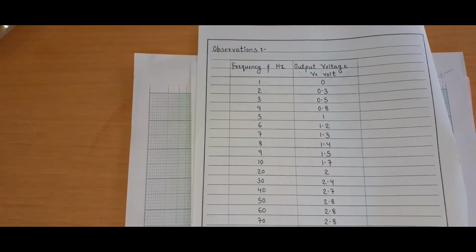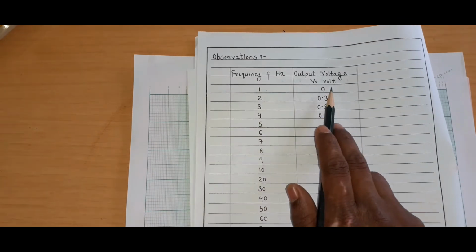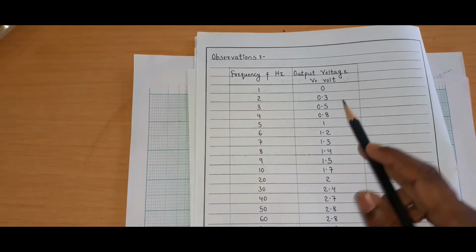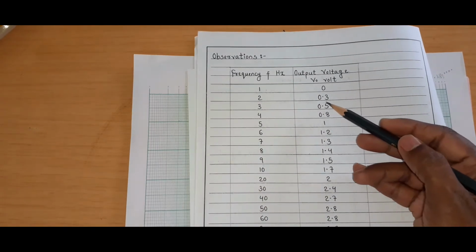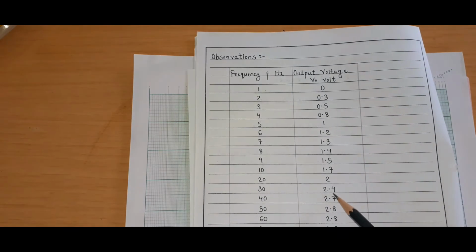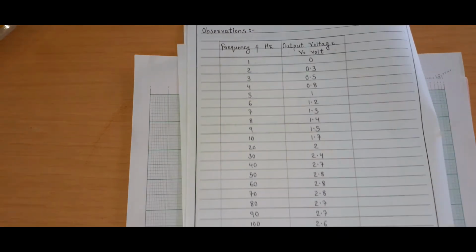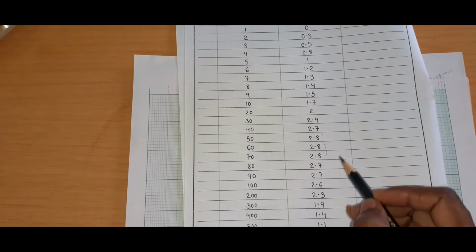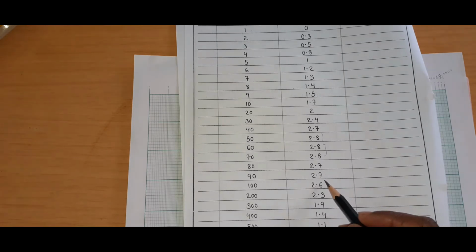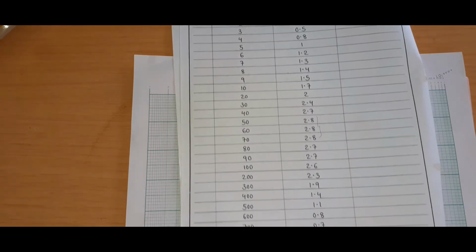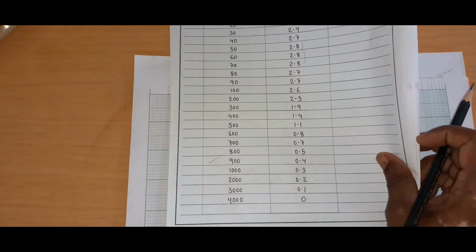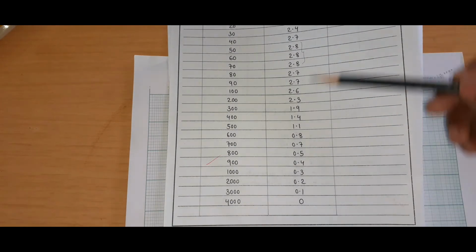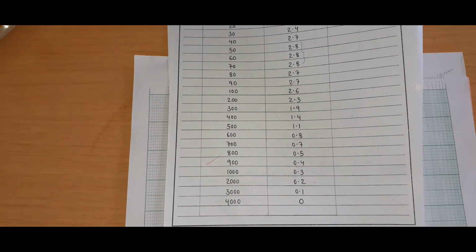So this graph is like this. For frequency 1, the respective voltage is 0. So the output voltage is 0 for the first frequency. After that the voltage increases. See this: 0, 1.3, 1.5, up to 2, 2.4, 2.7, 2.8, like this. Up to 2.8, the voltage remains constant. After that it decreases: 2.7, 2.6, 2.3, 1.9, until again it becomes 0. So there are a number of readings given here, and that's why we use a semi-log paper.